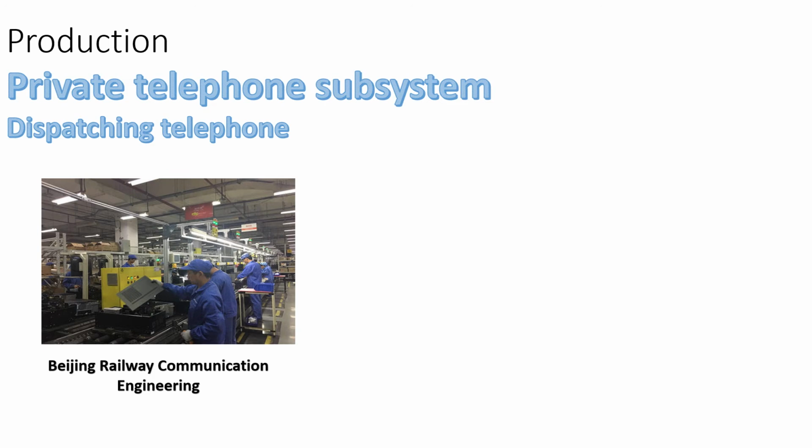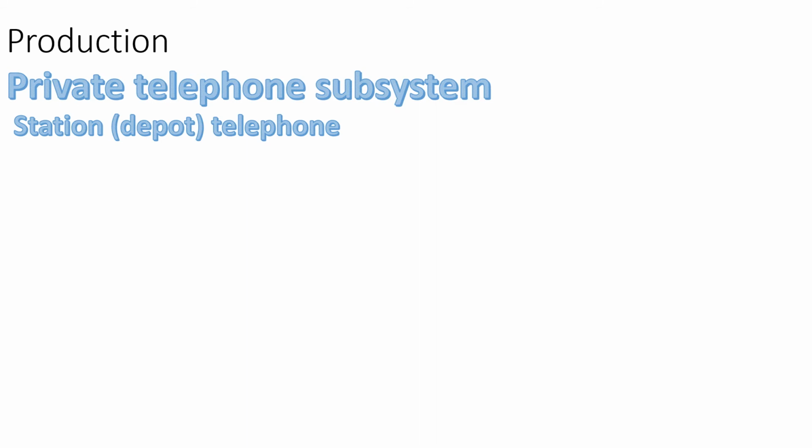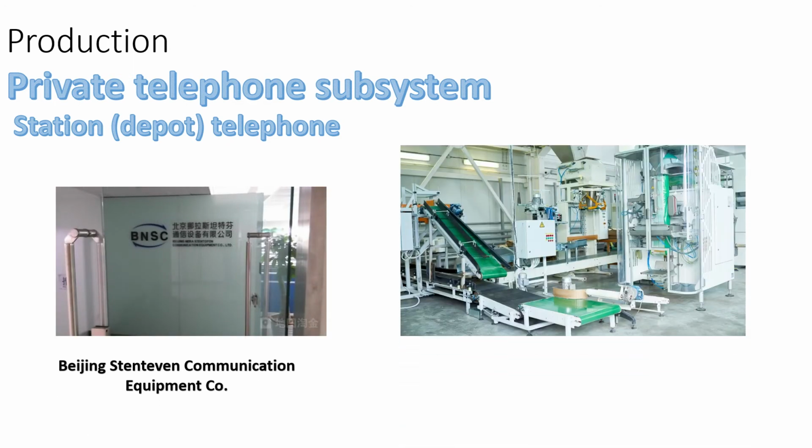Another one is a radiant point-to-point through call. The ZKD series programmed control communication equipment is produced by Shanghai Huacheng Electronic Communication. And the next one is the station telephone, and there is only one company, Beijing Steven Communication Equipment, and their equipment is the compact type.